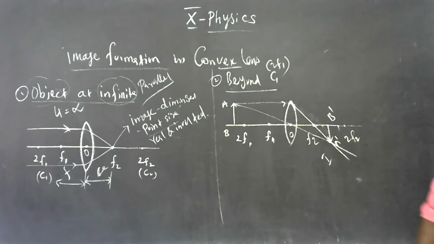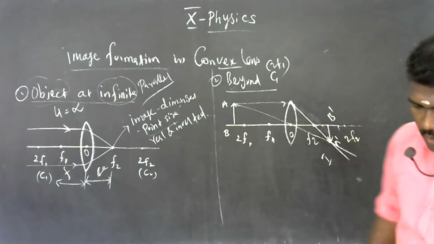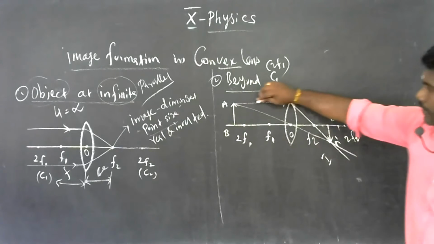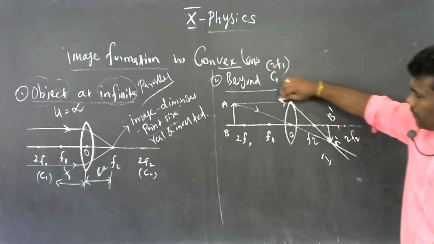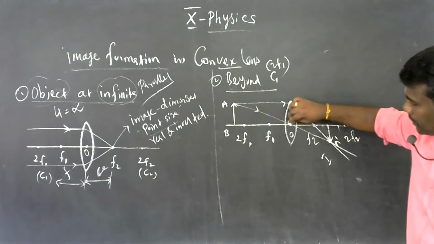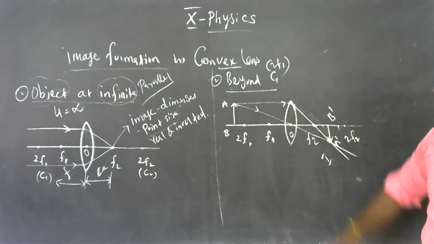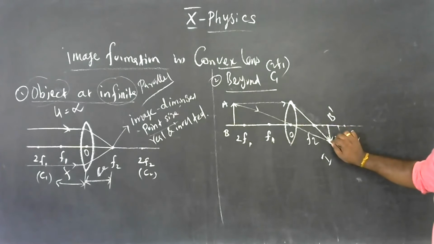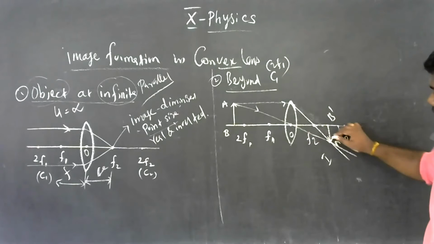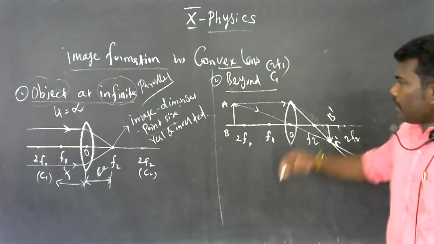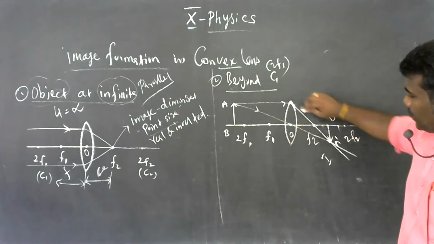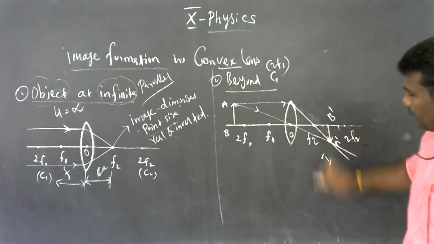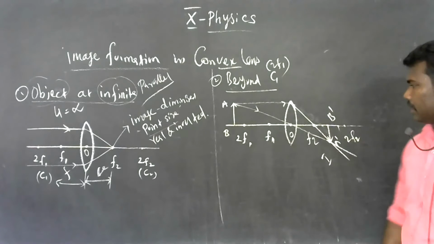Listen. AB is the object. Now we place the object beyond C1. We consider two incident light rays. One is parallel to the principal axis, another is passing through the optical center. If the light ray is passing through the optical center, there is no deviation after refraction. That means after passing through the lens, there is no deviation. And the parallel ray definitely passes through the point F2 after refraction by the convex lens.